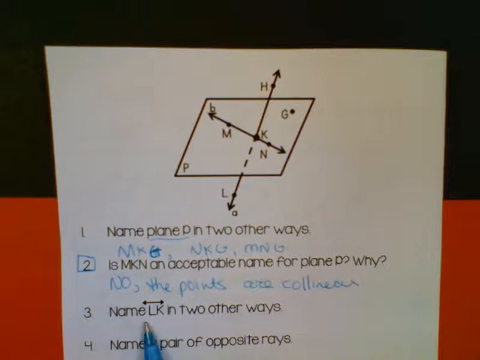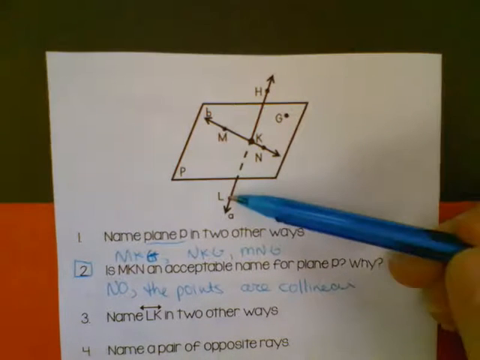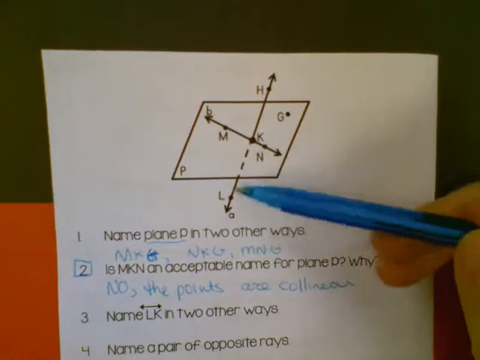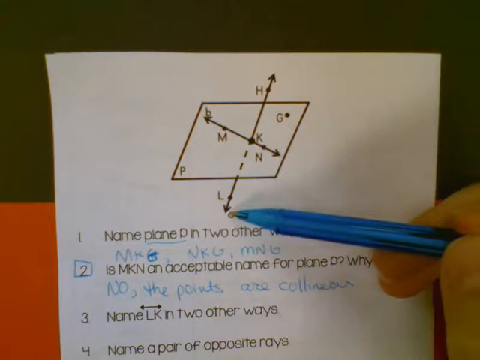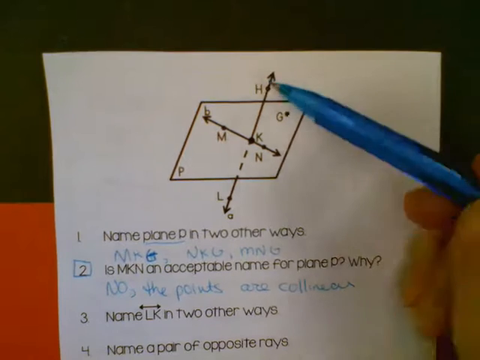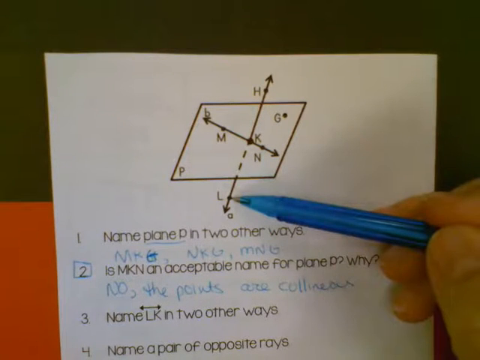Okay, so now it says to name line LK in two other ways. So here's L, here's K. So LK is that line going through the plane. So it's going straight through. So really we just need to focus on this line. Okay, so another way to name it. What do you think?